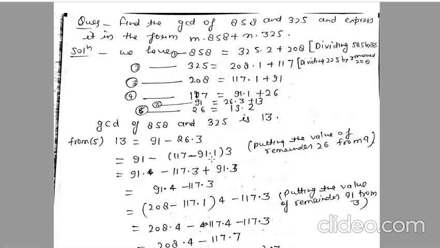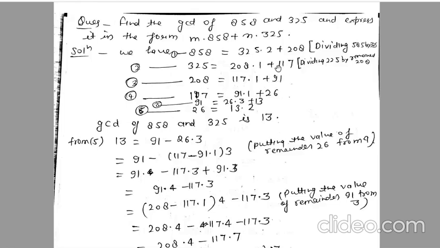So 117 minus 91 into 1, and the 3 is outside. Just multiply the 3 inside the bracket. Then you will get 91 minus 117 into 3 plus 91 into 3. So 3 times 91 and 1 time 91, total will be 4 times. So 4 times 91 minus 117 into 3.